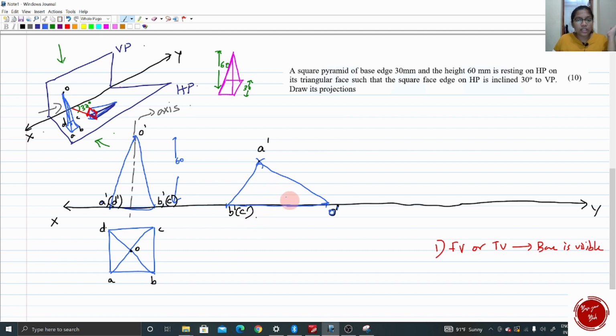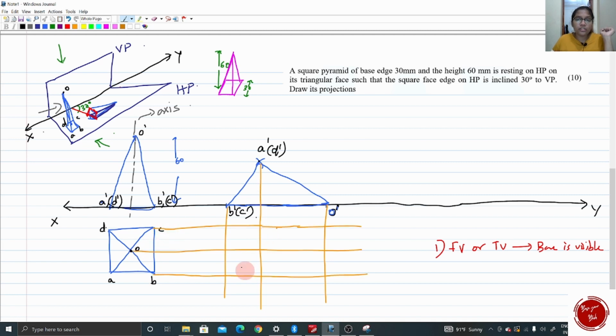Next is to draw the corresponding top view. It's very easy. Just drop lines from all the points. These are the lines from A dash, B dash, C dash, D dash and O dash. Also draw horizontal lines from this figure. The intersecting points will be the exact top view. That is, let's start with A dash. A dash and A lines intersect here. So this is your new top view A position. Next B dash is here and B is here. So this is your new B, and C dash and C, D dash and D, lastly O dash and O.